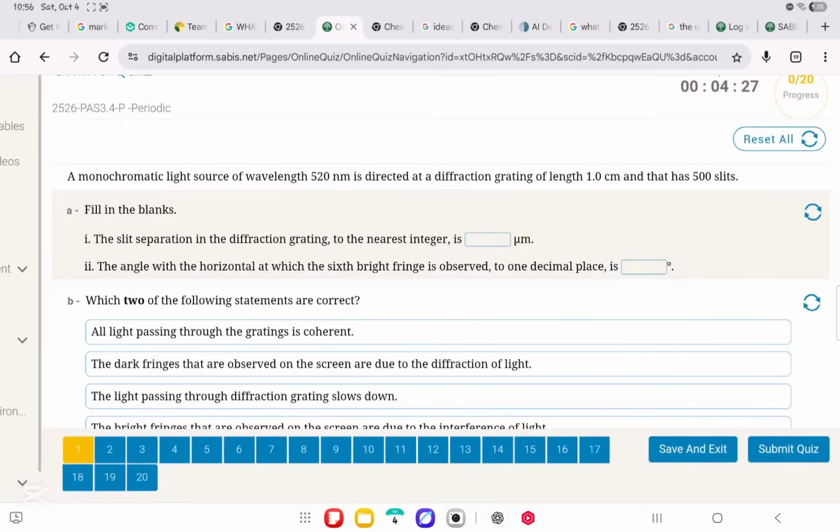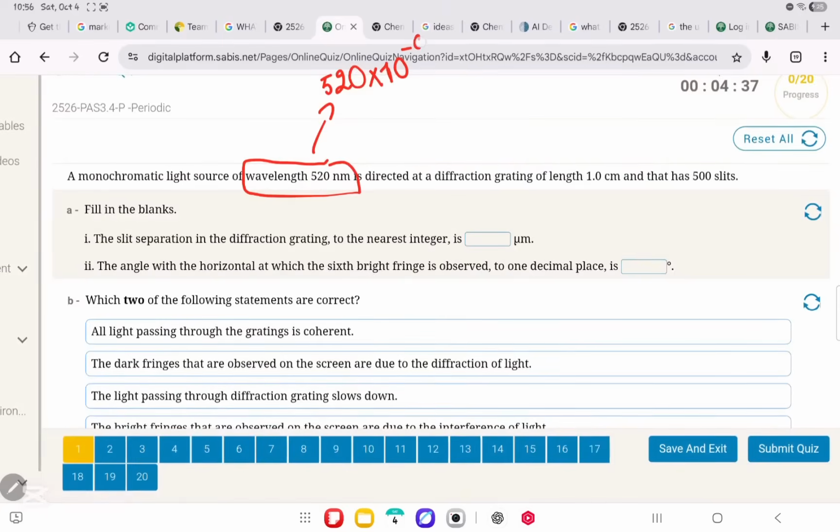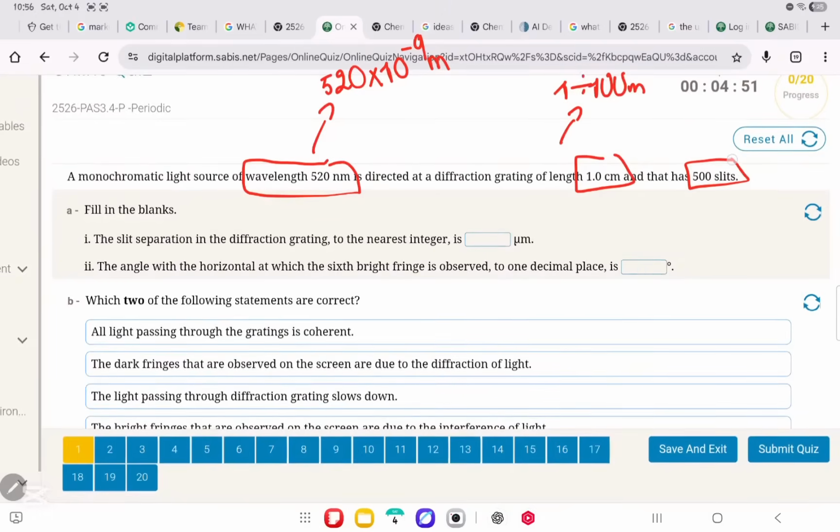So let's start. A monochromatic light source of wavelength 520 nanometers. We directly change it from nanometers into what? Into meters. So 520 times 10 to the power of minus 9 meters is directed at the diffraction grating of length 1 centimeter. Always change it into meters. So 1 divided by 100 meters that has 500 slits. This is n, the number of slits.